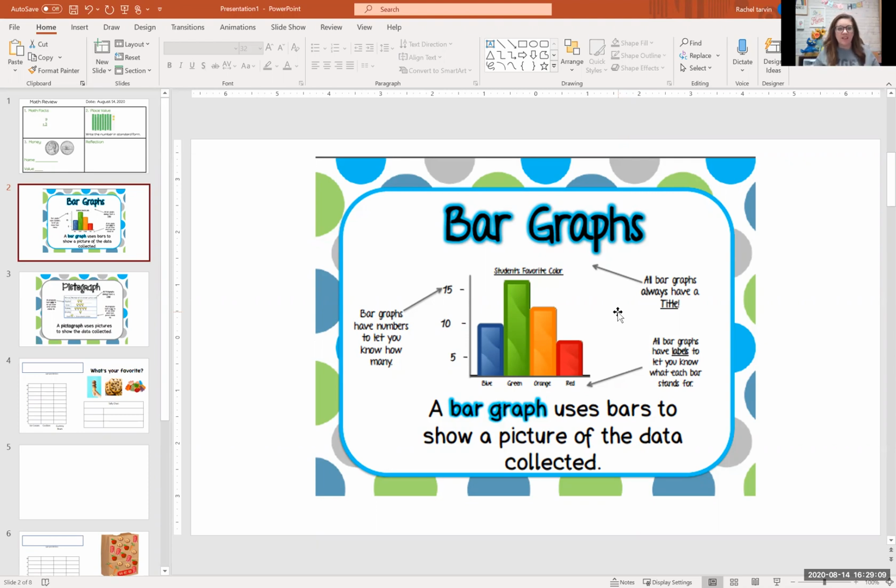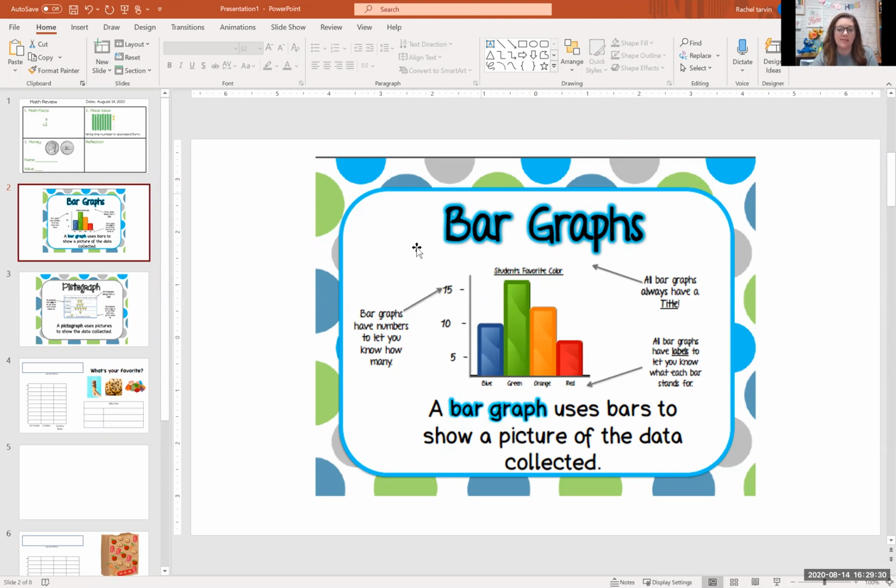After you survey a lot of people in your family, maybe you asked 15 people. You called grandma and your aunt and your uncle and your cousins, and you asked them all what their favorite type of food is. The easiest way to look at your data, or the answers your family gave you, is to put it in a graph. So that's what we have here.